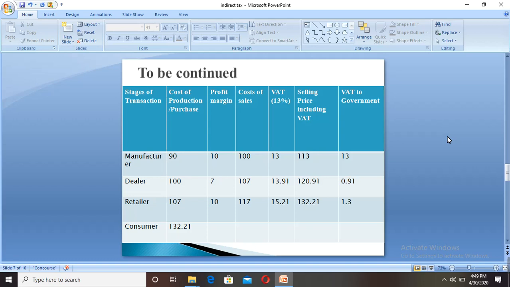And how is 0.91 the taxable amount from the dealer to the government? Because the manufacturer has already paid 13 rupees to the government. That is why 0.91 rupees has to be paid by the dealer to the government. And similarly, the retailer has to pay 1.3 rupees to the government as a tax, and the consumer at the end has to pay 132.2 rupees to purchase something from the retailer.